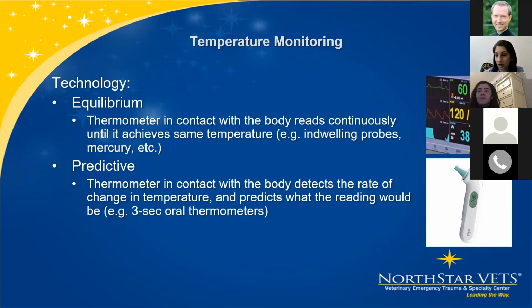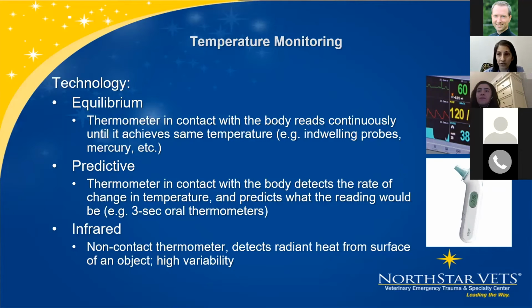Another is predictive, and these are also contact readers, but they detect the rate of change in temperature. And so these go much faster, but they're not a continuous reading. You press the button, it gives you a 3-second read, and then that's what it's predicting that animal's body temperature is going to be.